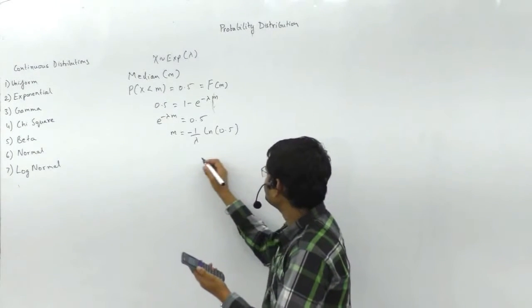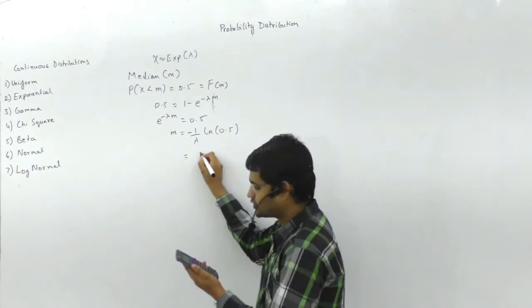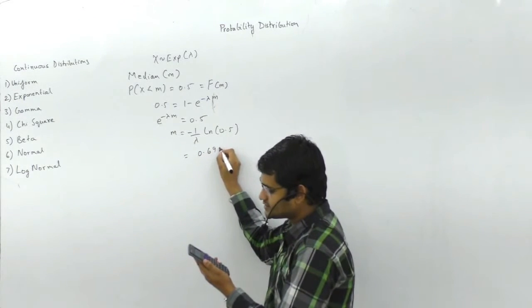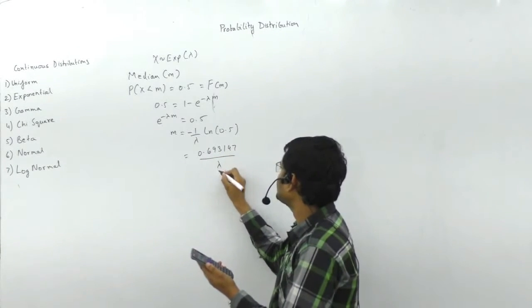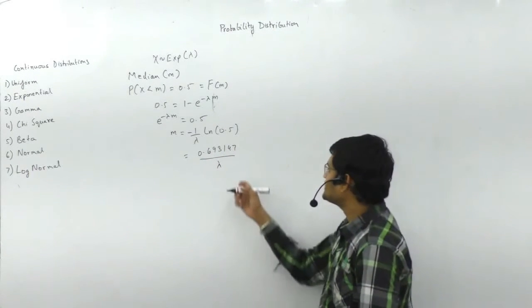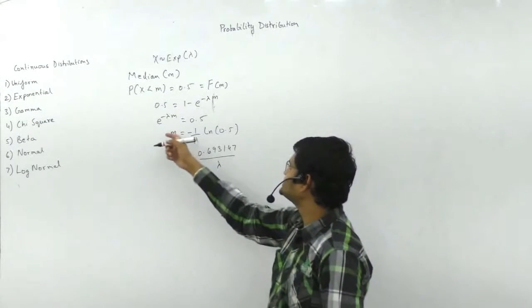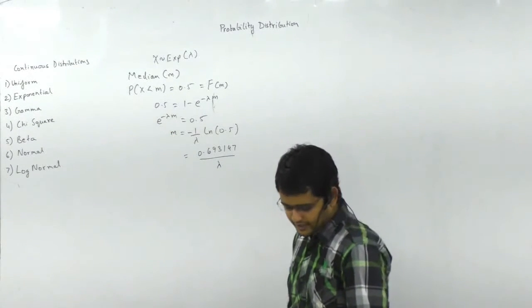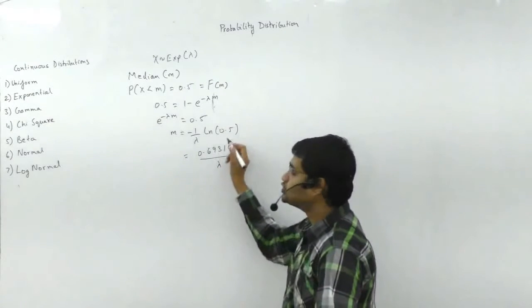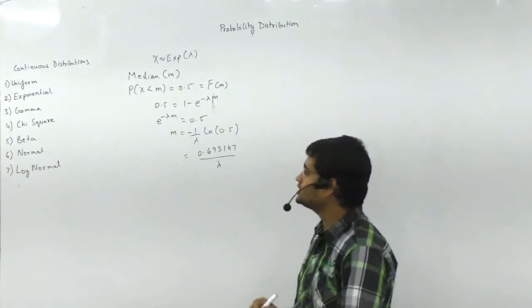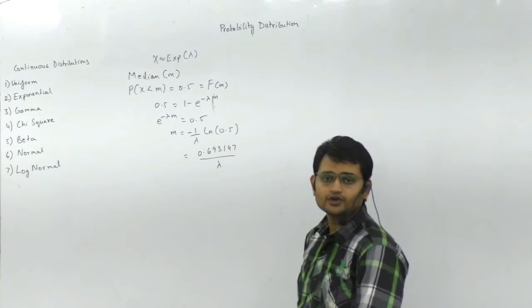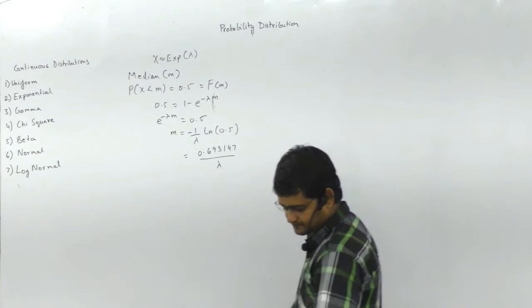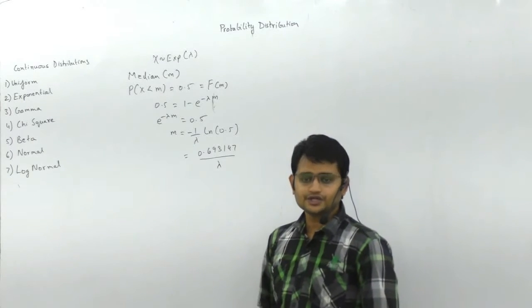ln 0.5 or m is going to be 0.693147 upon lambda. For a specific particular value of lambda, we can easily find what our median would be. Now, although you do not need to remember this particular term, you should remember the procedure we are going to use for the median.